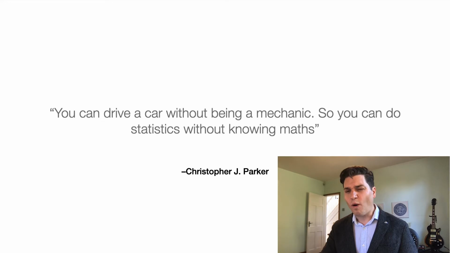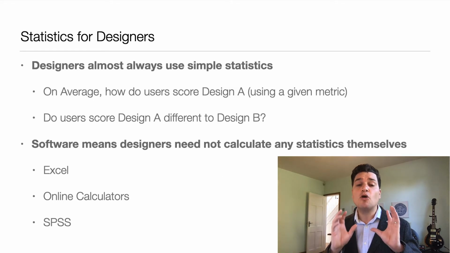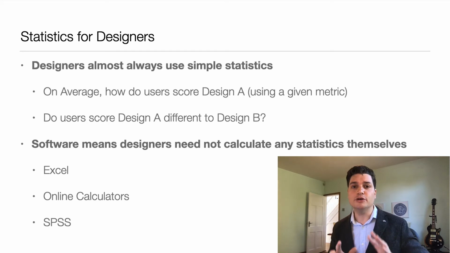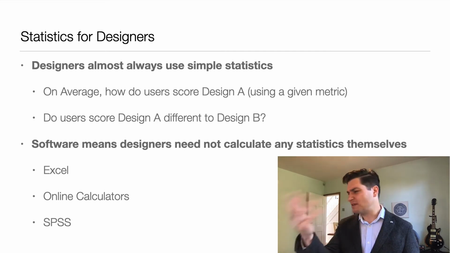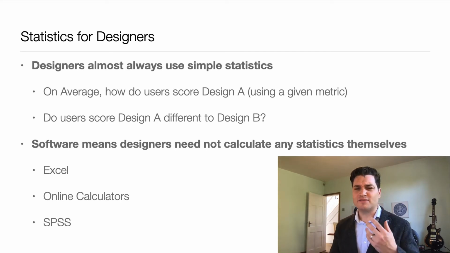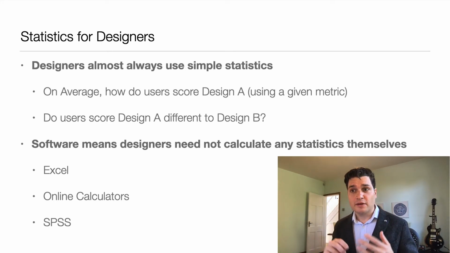So why do we designers have statistics? Now, designers almost always use simple statistics. So we talk about averages of this design, or if design 2 and 1 have different scores, very basic things. So we're not going to have to do anything hard. And if you get what I'm talking about in this video and you're following along, you will do absolutely fine.